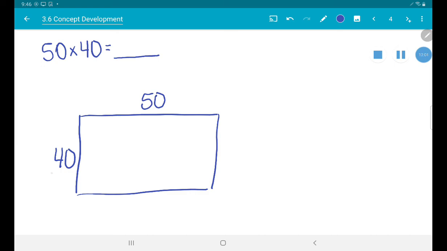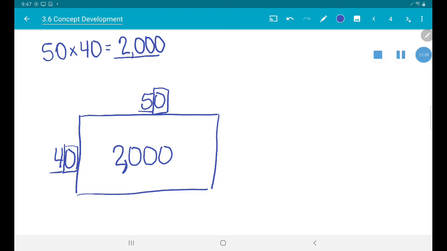5 times 4. 5 times 4 equals what? 20. Very good. 5 times 4 is 20. Then I add my 0 from 40 and the 0 from 50. So my product is, what's my product, Justice? 2,000. Very good. And I want you to look at that problem now. 50 times 40 equals 2,000. Look at your factors, or the numbers that we multiplied together. How many zeros are there in your factors? There's 3. In your factors, not your product.